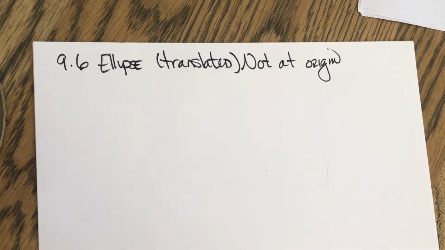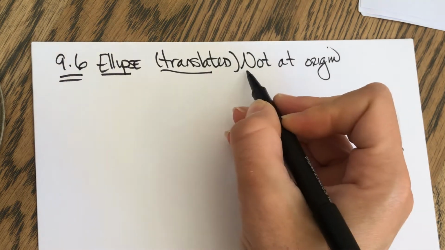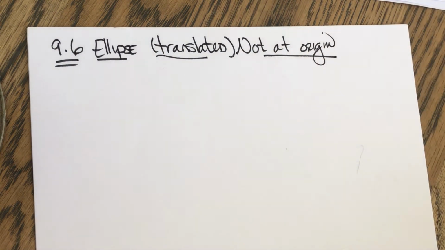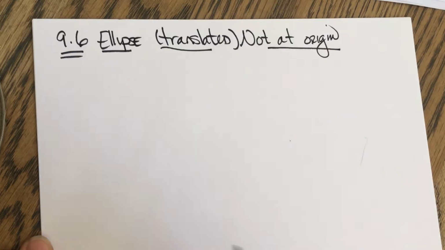All right, you guys, we're doing 9.6 today. It's ellipse, so obviously we're doing translated. It's not at the origin. If you watched my parabola video, it's very similar. And if you're like, what do you mean? Meaning the same way that we did that, which is going back to the origin, getting the values, and then from the origin, shifting it. Okay, so if you paid attention to the parabola one, this should be pretty much the same thing.